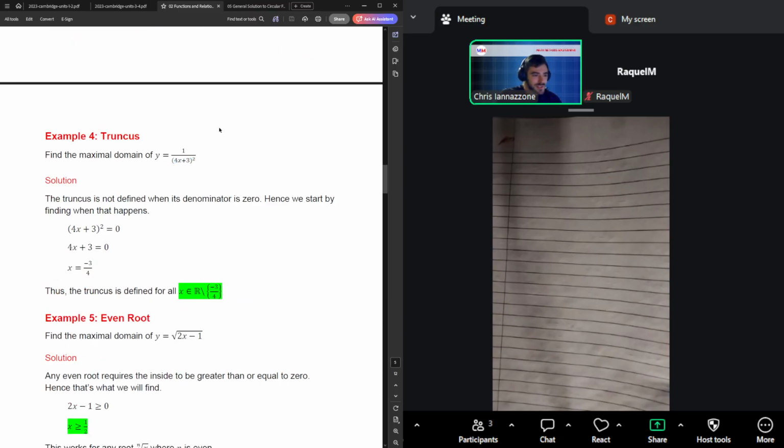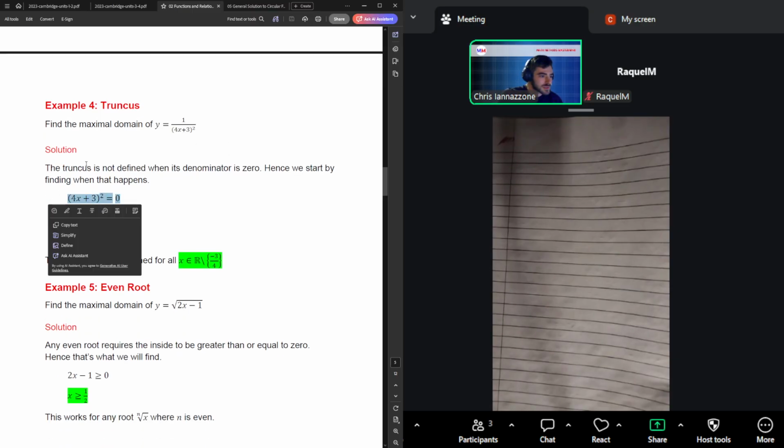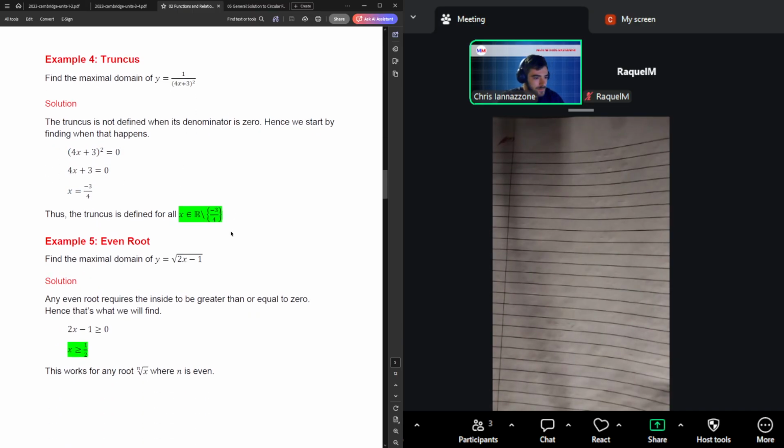Truncus, again, even though it's squared, it could be anything on the bottom. You just set it equal to 0 and then just see where it goes to 0. Same idea.